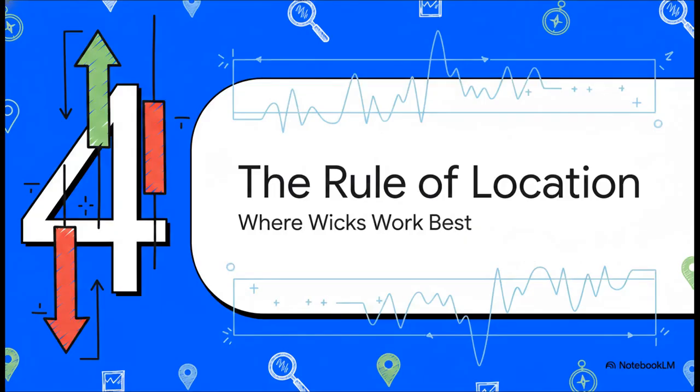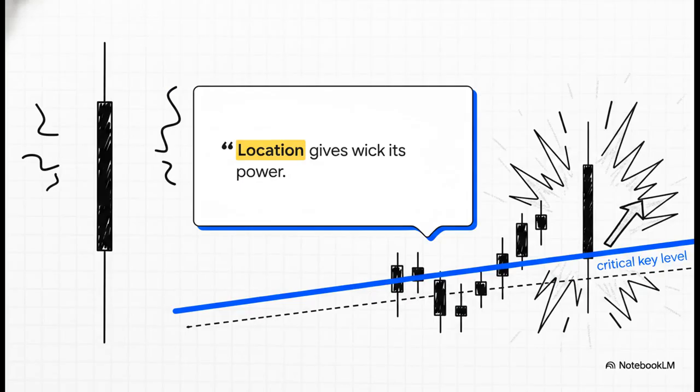Which brings us to Section 4. The rule of location. This is where wicks work best. I want you to really let this quote sink in for a second. Location gives wick its power. Seriously, a massive wick right in the middle of nowhere on your chart means absolutely nothing. It is just random market noise. But that exact same wick at a critical key level, now that is an absolute game changer.